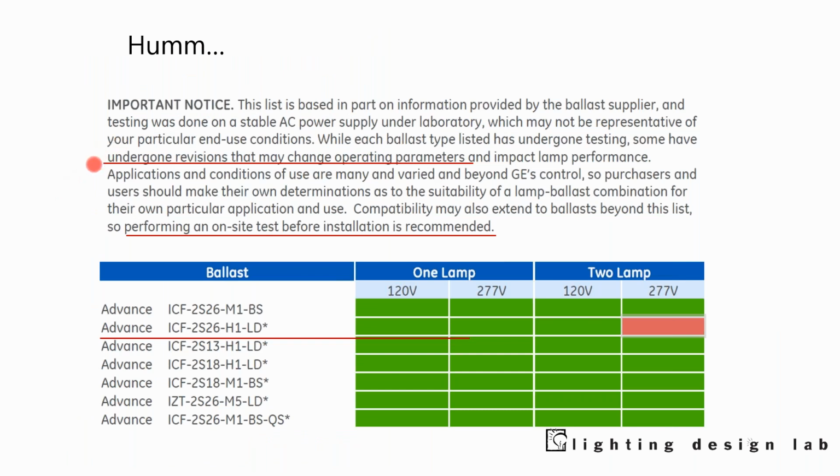I started looking at some of the fine print, and it says while each ballast type listed has undergone testing, some have undergone revisions that may change operating parameters. So over time, the manufacturer changes components here and there. And so if you've got an older ballast, which you would on existing older buildings, it may not actually be the same components as the retrofit, and that's why mine didn't work. So performance on an on-site test before installation is recommended.